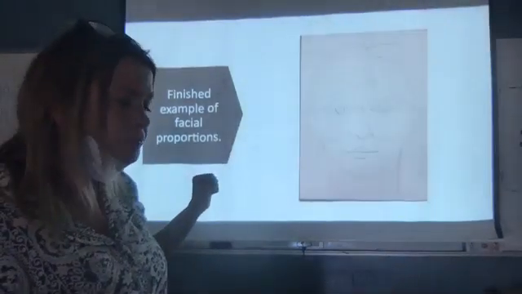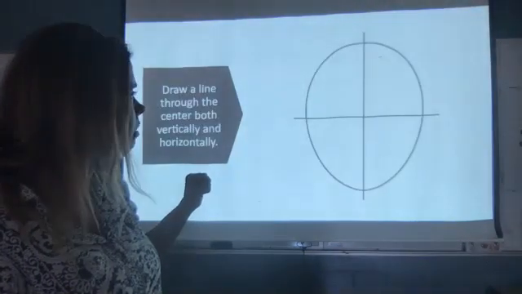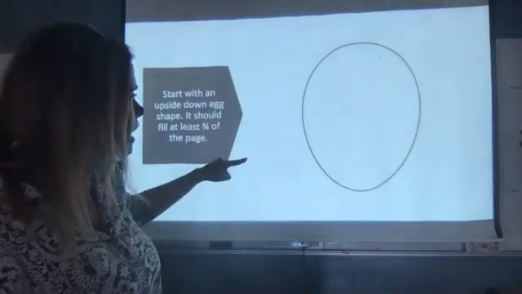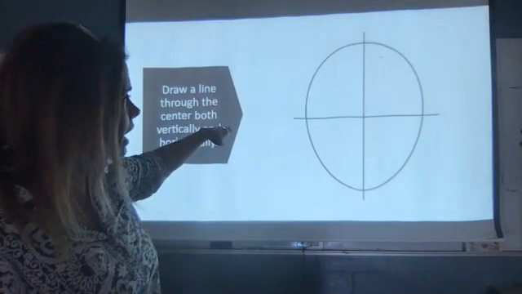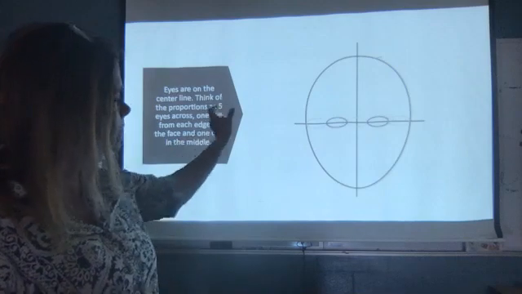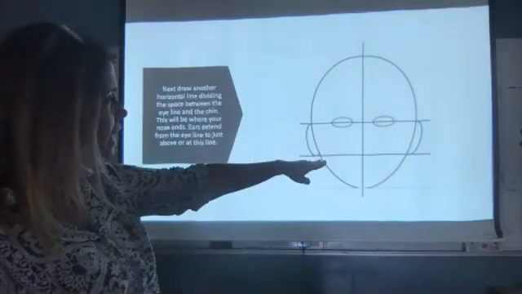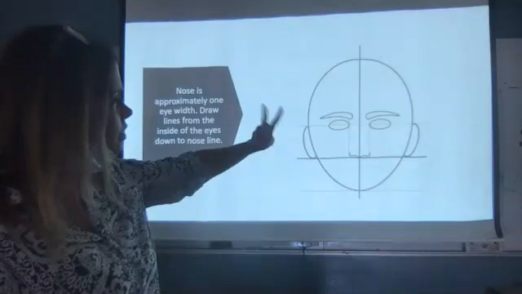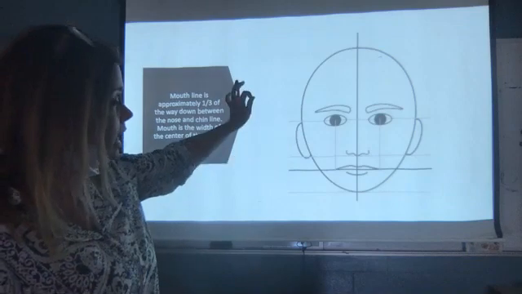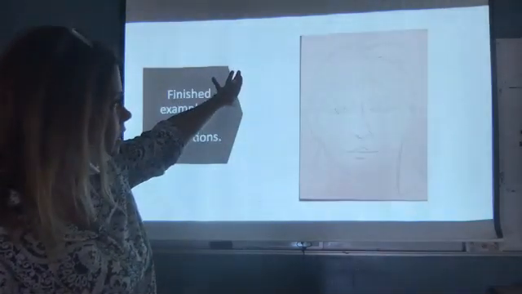So today you are going to just follow these steps. It's really, really easy. You're going to draw an upside down egg shape. You're going to divide it in half both ways. You're going to measure out 5 eyes. You're going to divide the bottom half in half, add your ears, add your nose, add your eyebrows, add your eyeballs, and then add your hairline.